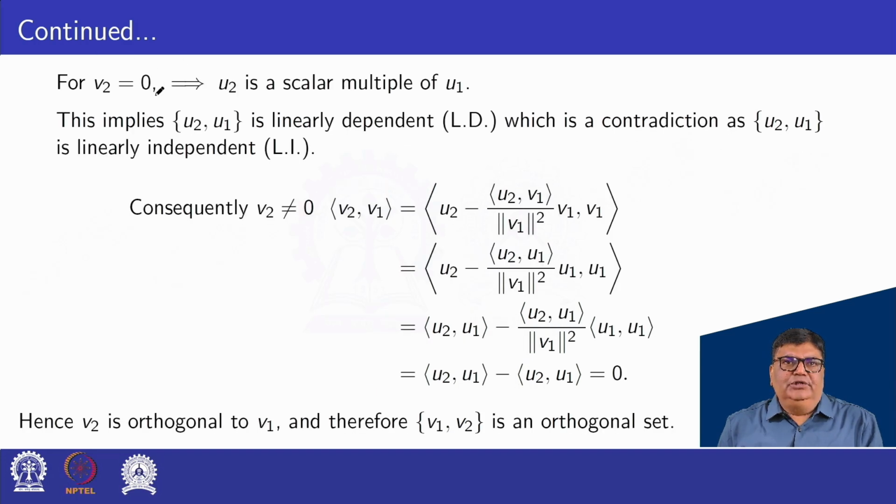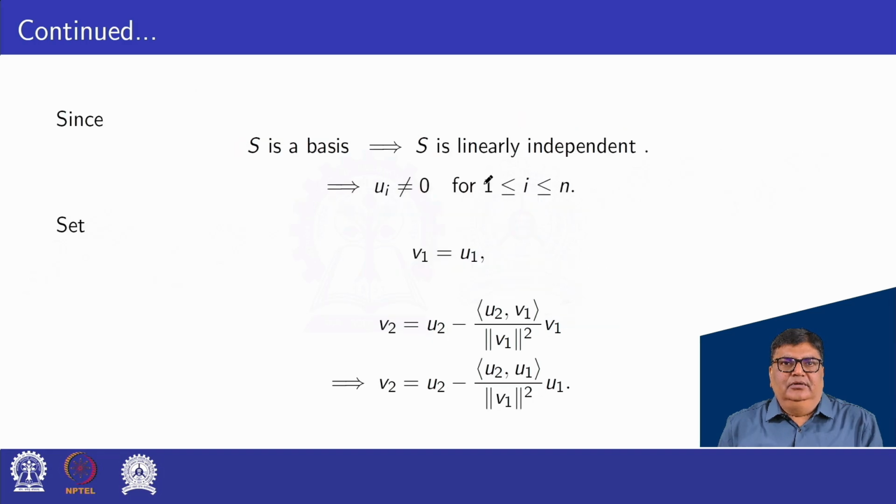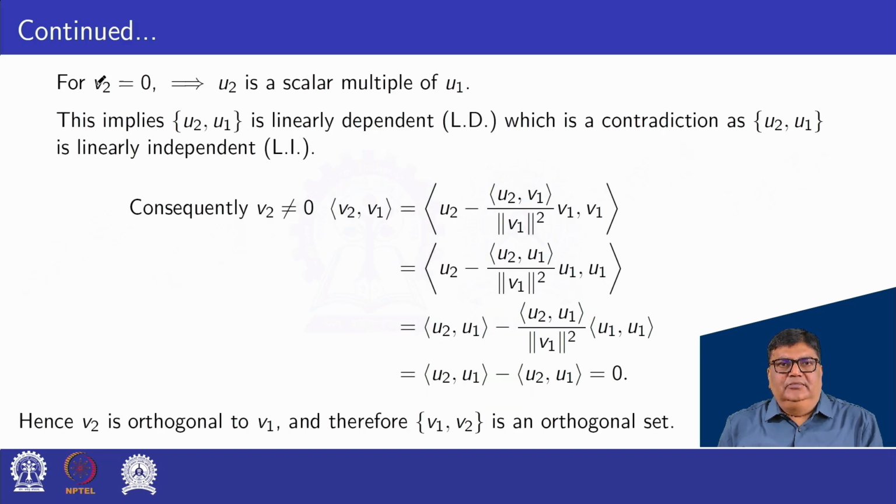For V2 = 0, this implies that U2 is a scalar multiple of U1. Okay, if V2 = 0, then U2 is equal to this one. Okay, for this construction, this is linearly dependent. For V2 = 0, this implies that the set U2, Un is linearly dependent, which is a contradiction as U2, Un is linearly independent. Consequently, V2 is not equal to 0.